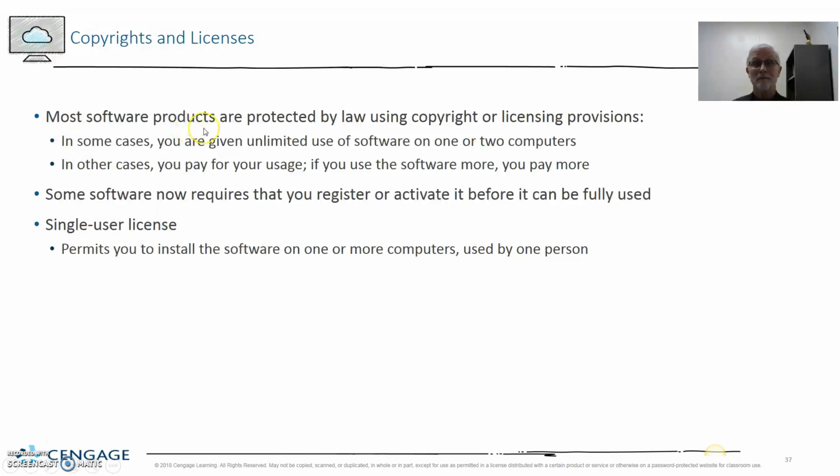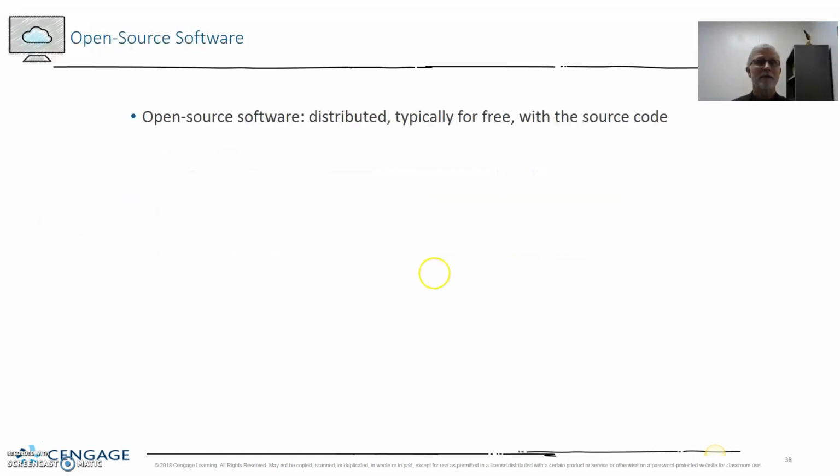Now here we got software products. Sometimes you get unlimited uses, sometimes you pay for uses. So different products, different licenses. Sometimes you get a single user license that says, hey, I can install it on one or more machines used by one person. Once you do it for more people, you're violating copyright and licensing laws. So just pay attention to what software you've got loaded and what permissions you do or do not have.